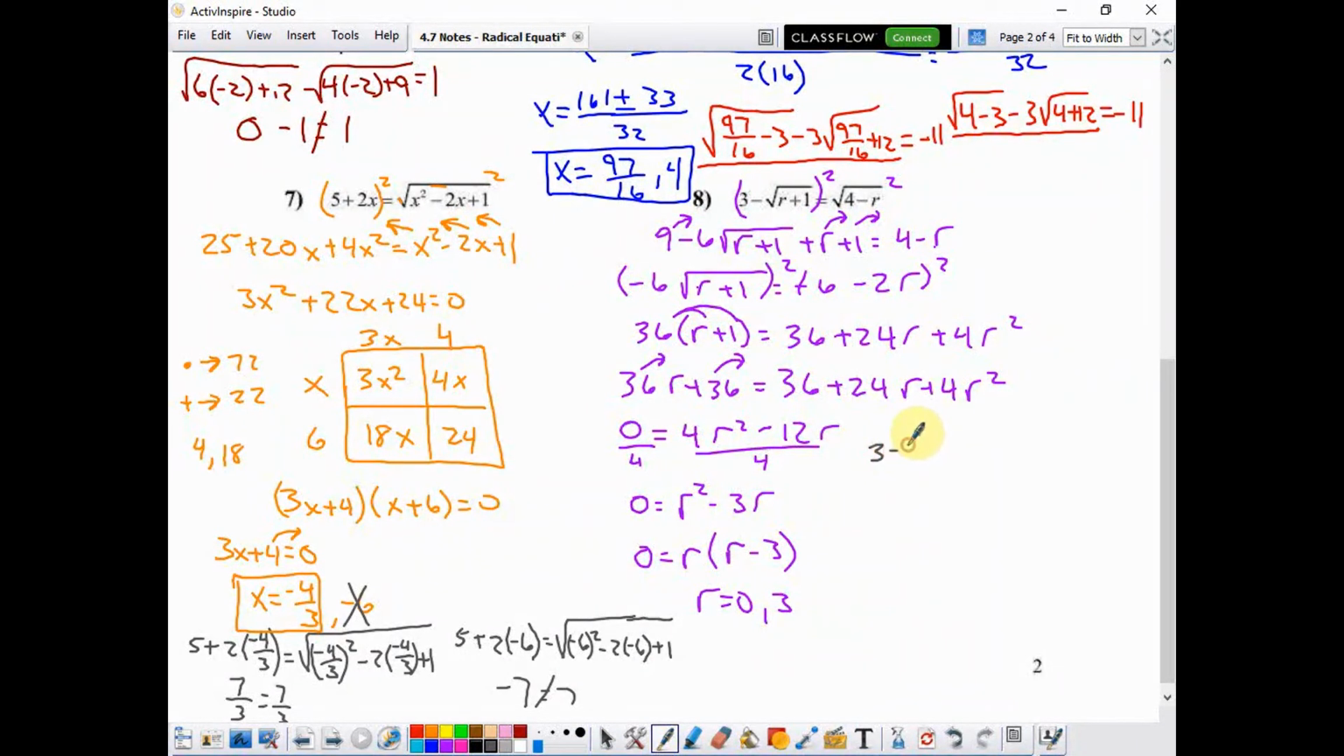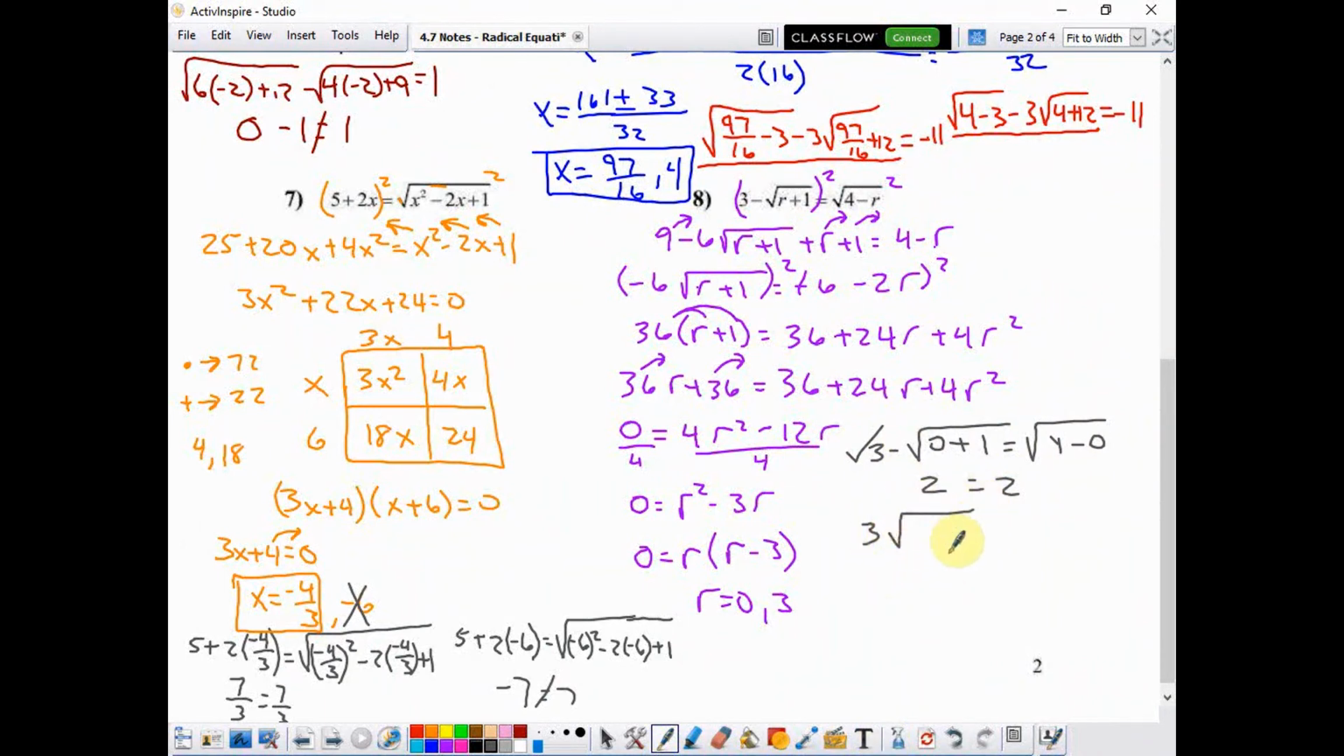3 minus square root of 0 plus 1 should equal square root of 4 minus 0. 3 minus 1 is 2. Square root of 4 is 2. 0 checks out.